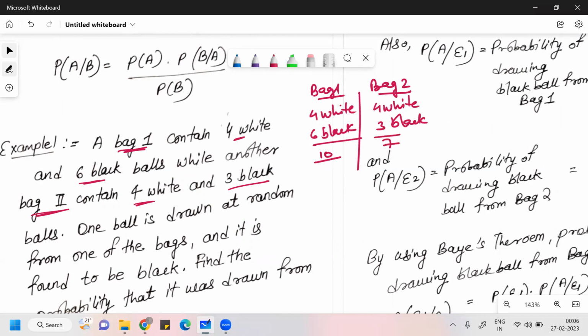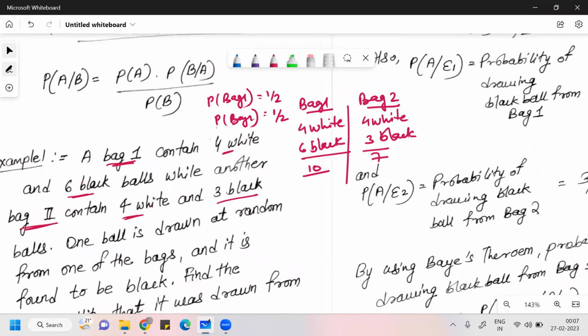Then one ball is drawn at random from one of the bags. What is the probability that you choose bag one? Or what is the probability that you choose bag two? That will be one by two, because both are equally likely. You can either choose bag one or bag two, so the probability of each would be one by two. I hope you are getting it.